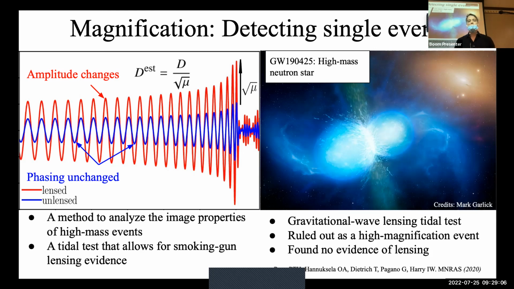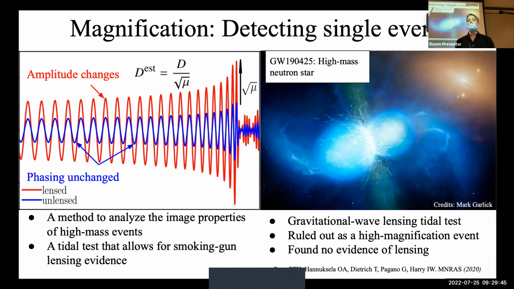But then a couple of years back, together with a PhD student from NIKHEF, we worked on trying to tackle this problem with binary neutron stars. It turns out that binary neutron stars allow us to measure the tidal effects, and that allows us to understand the inner structure of neutron stars, which allows you to measure both the mass of the neutron star and also to some degree what the distance of the neutron star is. That measurement is unaffected by lensing, and this allows us to detect lensing even with a single magnified signal.